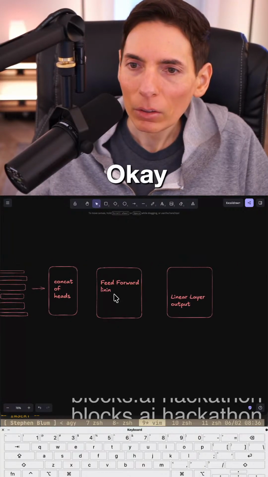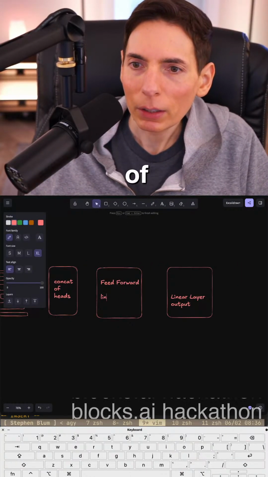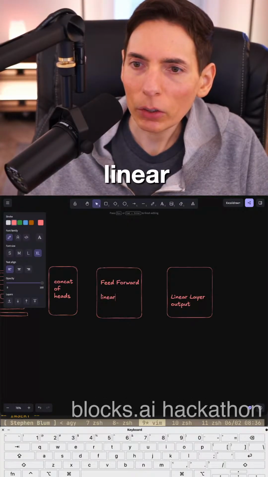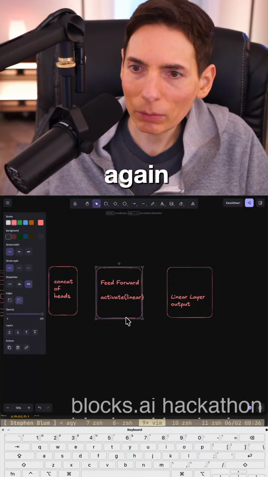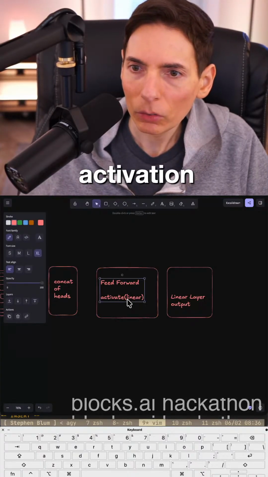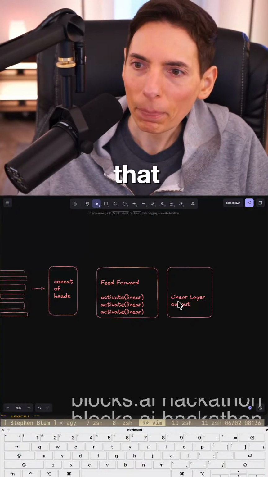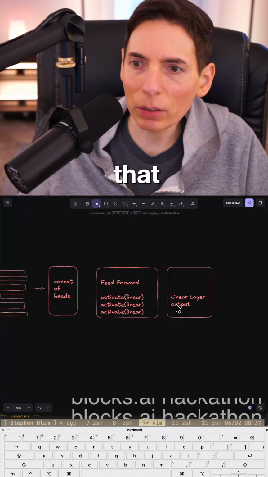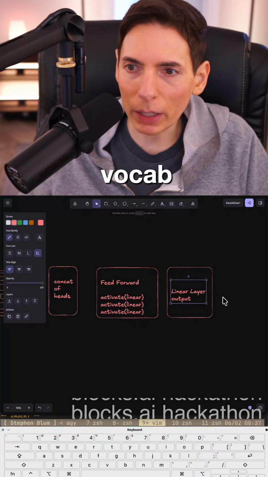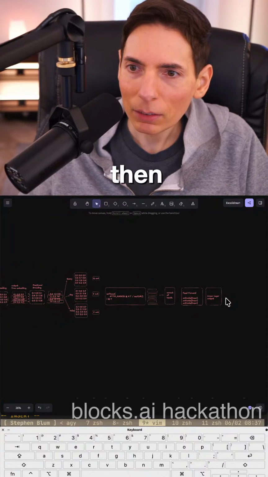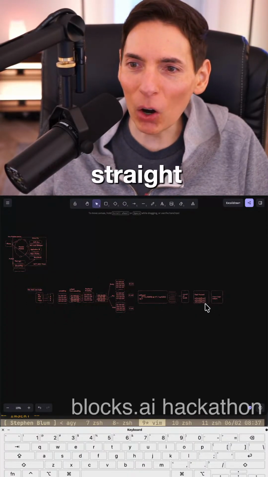Okay. Feed forward, like Derek was describing, we've got a linear, and then an activation, and then we do that again. So another linear, another activation. It's like a bunch of these in a row, maybe. Then we've got a linear output for the projection that matches the vocabulary, right? So the output has to match the vocabulary. And then we did it. Look at that. That's pretty straightforward.